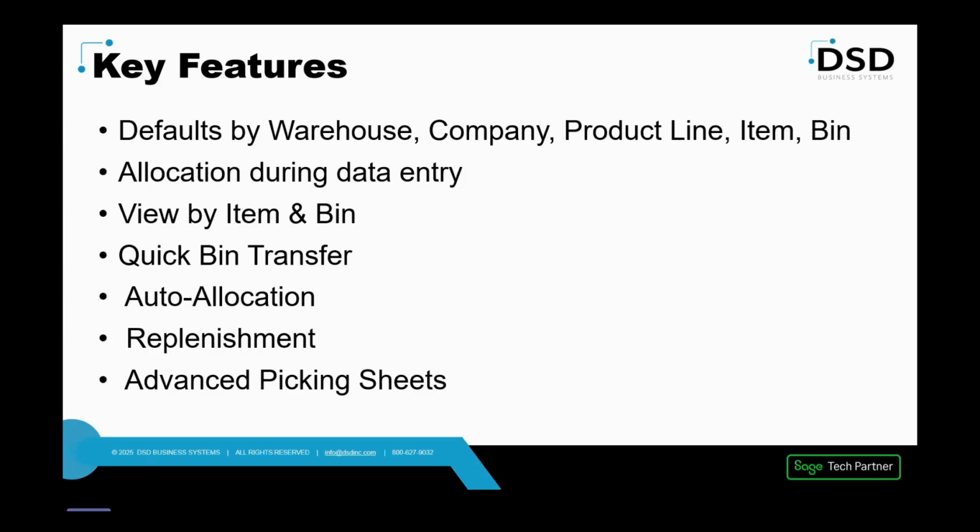You also have the ability of doing quick bin transfer within a warehouse. You have auto allocation capabilities that can be defined for each data entry in a warehouse. And you have the additional capability of doing replenishment where you can move items from one bin to multiple bins. Finally, with the advanced product, you have advanced picking sheet printing where you can auto allocate to bin locations while you print the picking sheets.